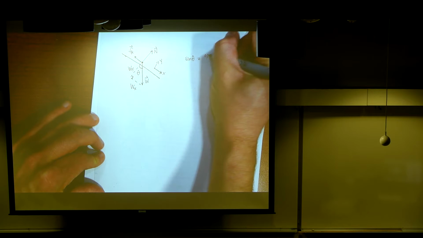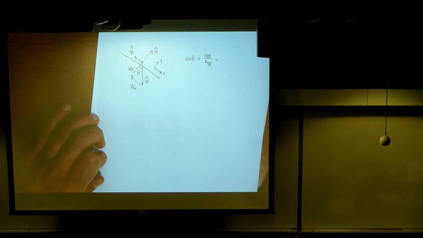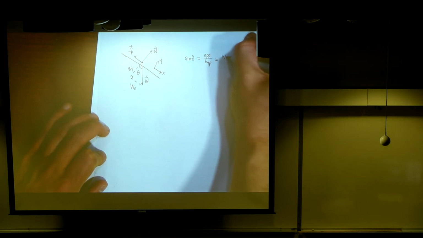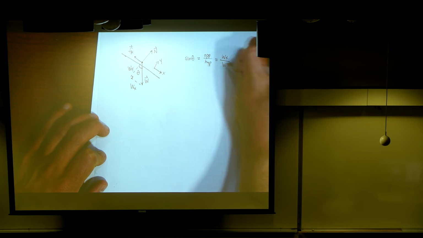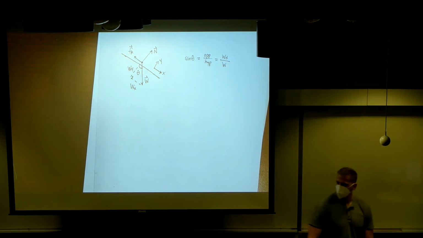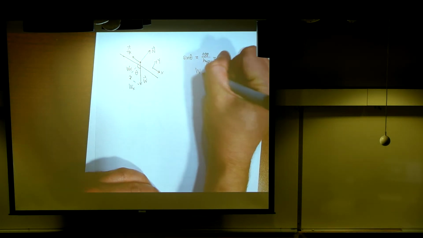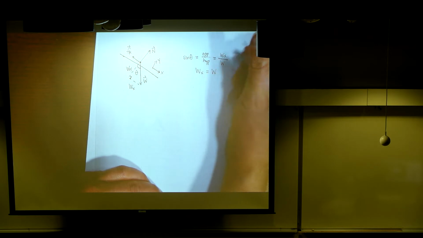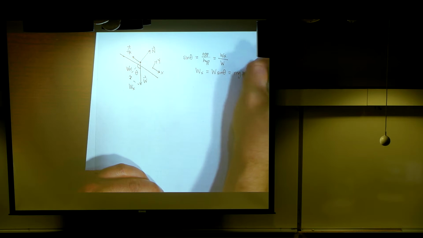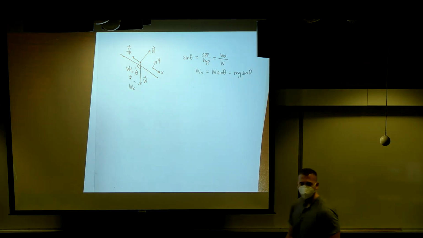That's opposite over hypotenuse. What's the opposite side in this case? That's WX. The hypotenuse is the magnitude of W, so just the overall force, not any particular component. That means WX is the magnitude of W times sine of theta, which is mg sine of theta, right? The weight in magnitude is equal to m times g. Okay?